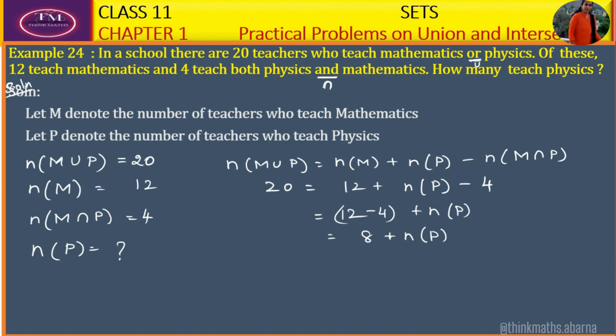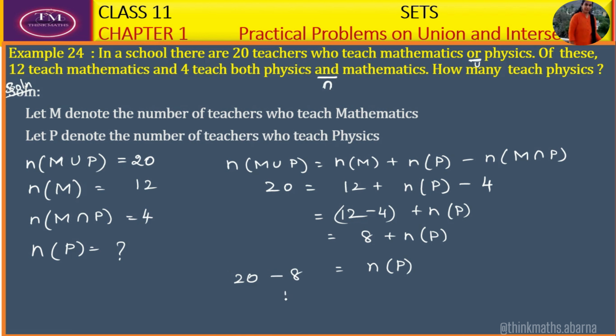So n of P is in positive sign. So no need to change the side. Keep it as such. Now change the 8 to the left hand side. Already we have 20 in the left hand side. So 20, this plus 8 will become minus 8.